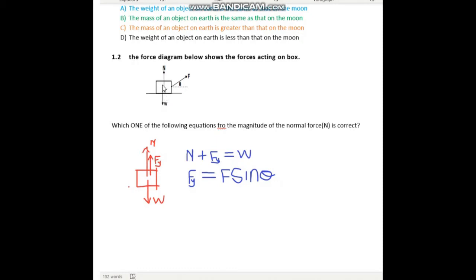So in order for this object to stay horizontal, not moving up and down, we need another force here that's going to add to the normal, so that two forces are going to balance the weight. All right, so N plus Fy is going to give you weight, meaning that these two forces must be equal to this one force.